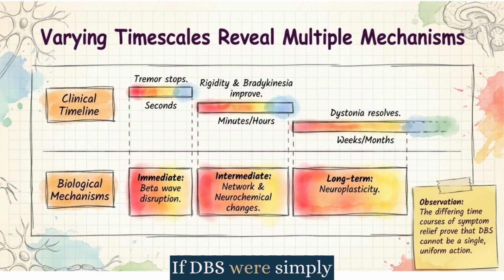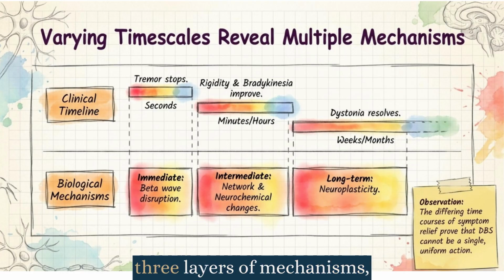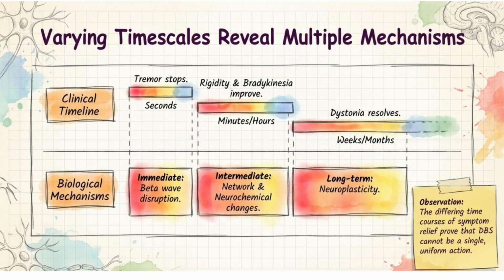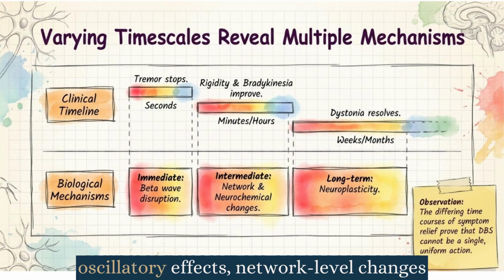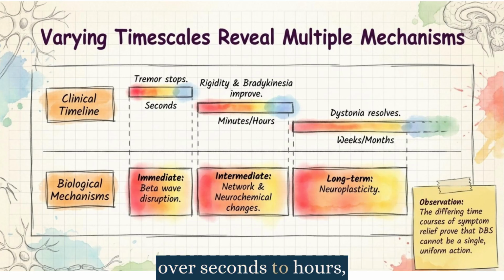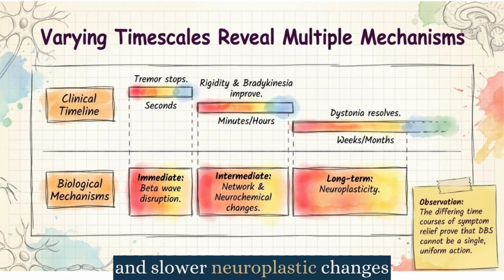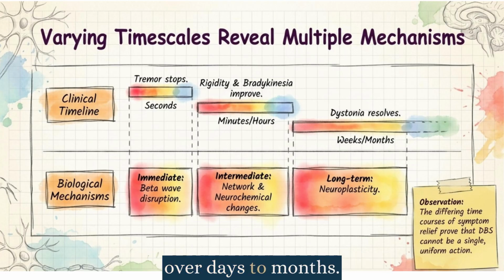If DBS were simply a reversible lesion, we would expect one clean time course. But we do not see that. This suggests at least three layers of mechanisms: very fast electrical and oscillatory effects, network level changes over seconds to hours, and slower neuroplastic changes over days to months.